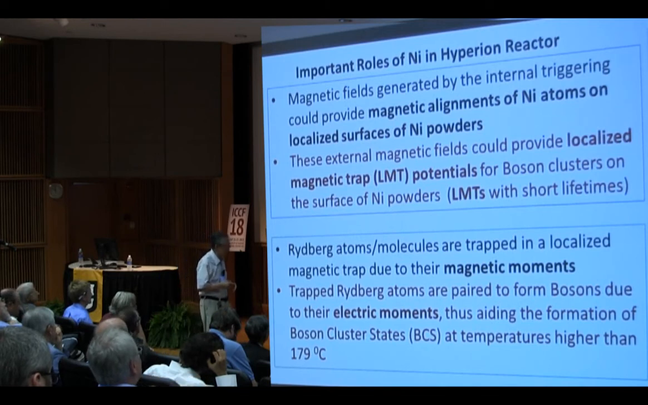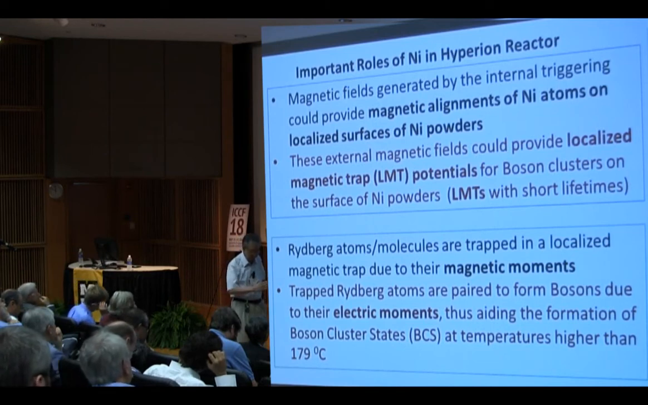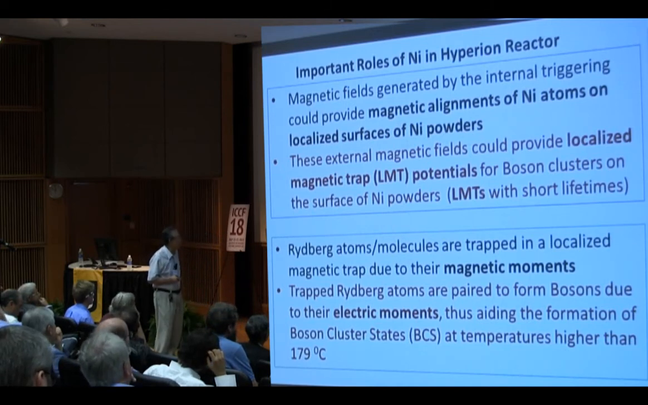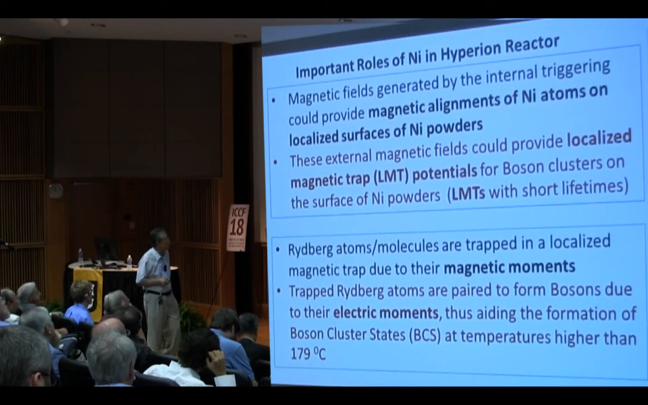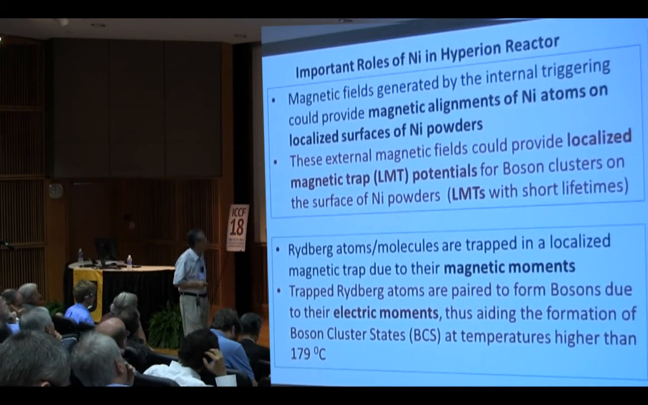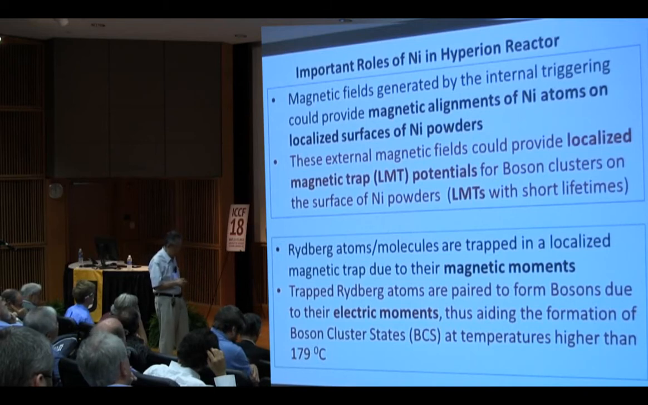And once that happens, you can imagine that those spotwise magnetic fields created on the surface of nickel can act as a trap for the photons, if hydrogen can be excited and then have electric moment created for them and then start pairing, become boson, so that they will participate in the reaction. So that's what is stated.